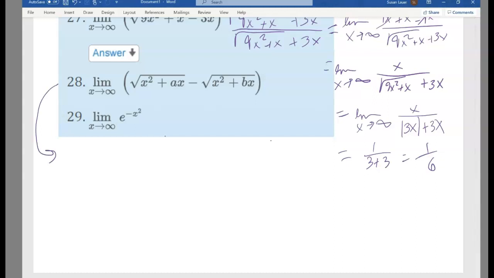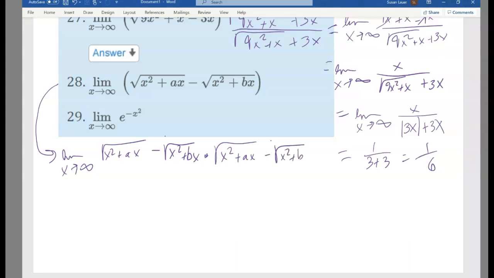So I'm going to come down here and do this. I know this limit, I'm going to multiply the top and the bottom by the conjugate of this. So I have the square root of x squared plus ax minus the square root of x squared plus bx. So the conjugate is to write them down exactly as they are and change the sign in the middle. You usually do this with square roots. So times the square root of x squared plus ax plus the square root of x squared plus bx. I did that twice, so we change the signs.